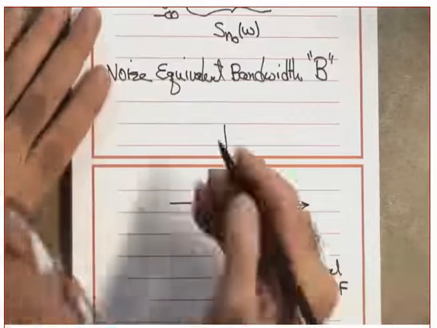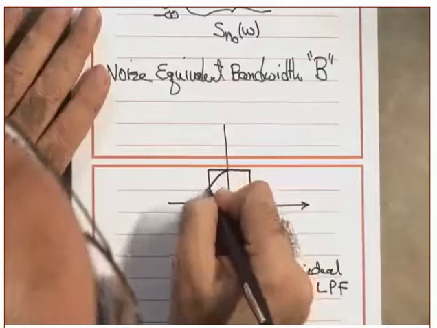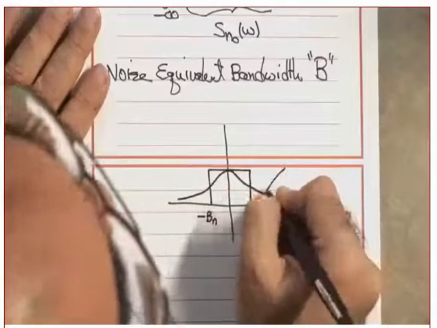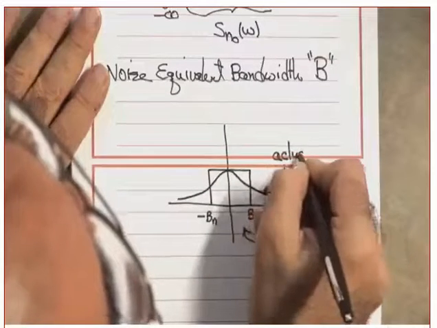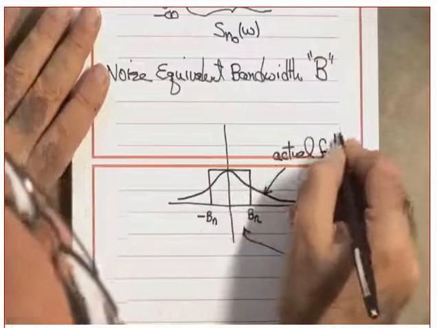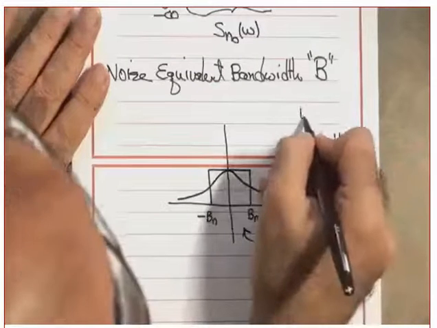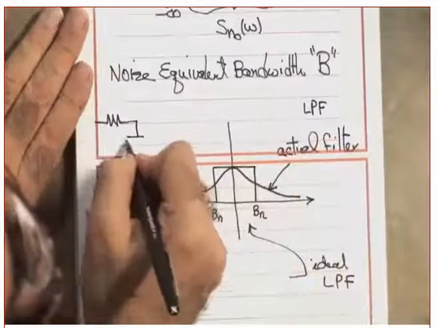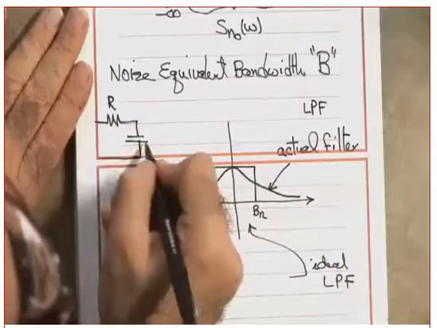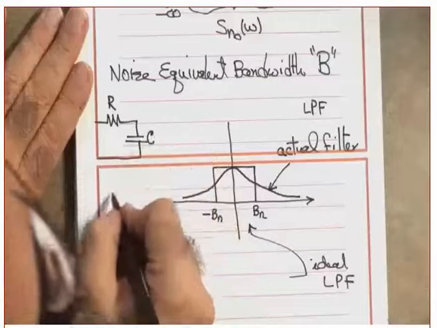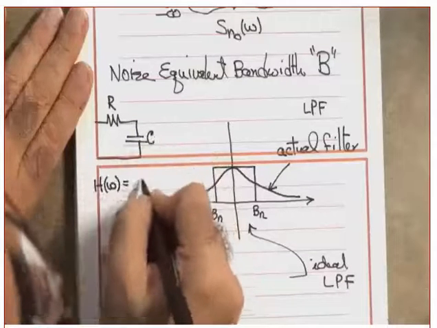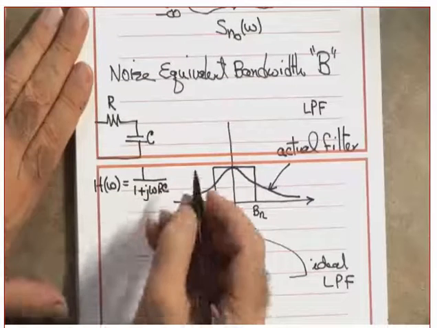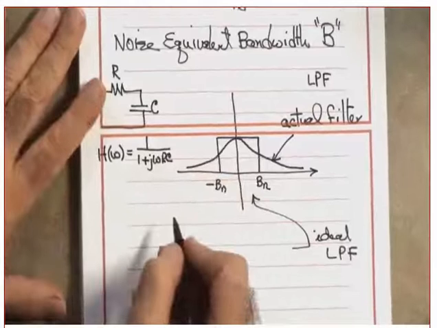Yes? Okay. What am I sketching now? Tell me. That's the actual filter. For example, a low-pass filter looks like R, C, yes or no? And what is H of omega? H of omega is what? Yes or no? Are you following me or are you losing me?